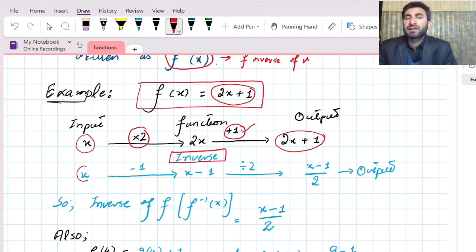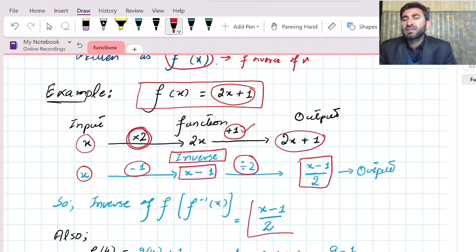Like, x is the input of the inverse function, then the plus 1 will change into minus 1, giving us x minus 1. Then the second operation, the multiplication by 2, will be reversed, and multiplication is reversed by division, so we will divide it by 2, giving us the output of the function, x minus 1 divided by 2. So that is the inverse of the given function f of x equals 2x plus 1. The inverse of that function is x minus 1 divided by 2.